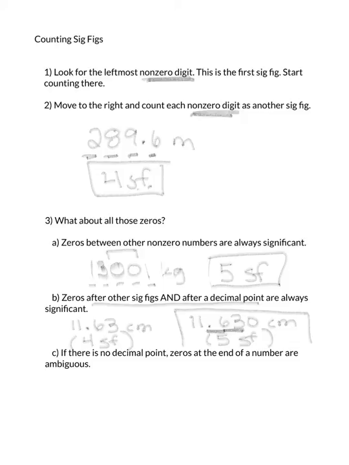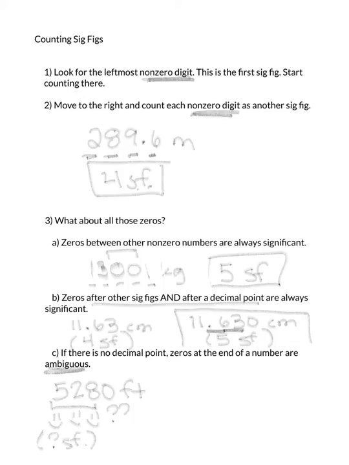Our last rule has to do with what happens when we have zeros at the end of a number. And you notice that kind of scary word, ambiguous, there. And so what I'm talking about is a number like 5,280 feet. I know that these 3 are significant, right? Those are all just fine because they're not zeros. This one at the end, who knows? And so overall, I don't know how many sig figs there are.